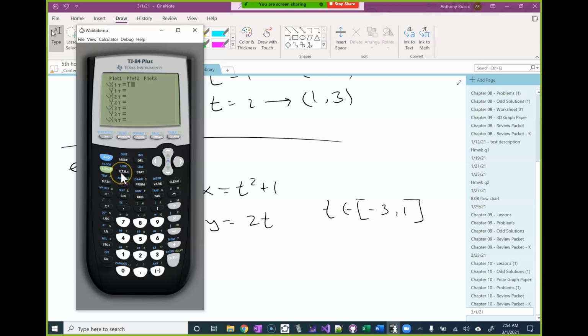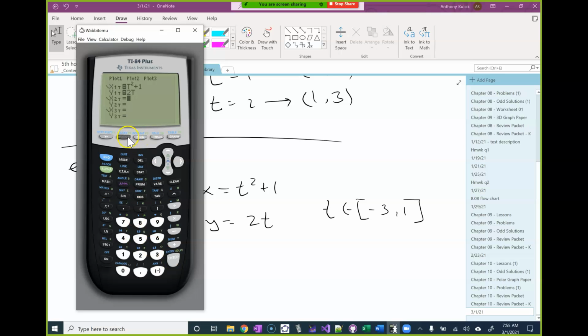Notice that when it was in function mode, the variable button gave you an x. In parametric mode, the variable button is going to give you a t. In polar mode, it's going to give you the theta. In sequential mode, it'll give you the n. So that's another way that your calculator is just trying to help you and remind you what mode you're in by changing the name of the variable automatically for you. Everybody good with how I typed that in?